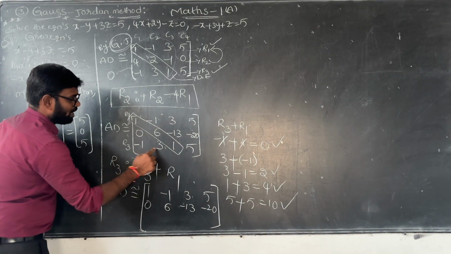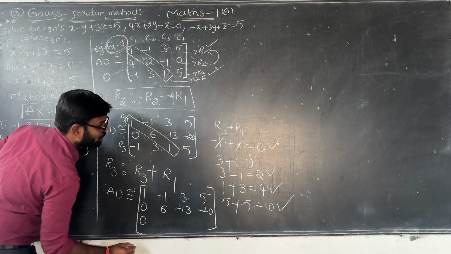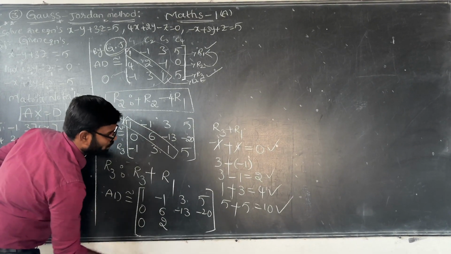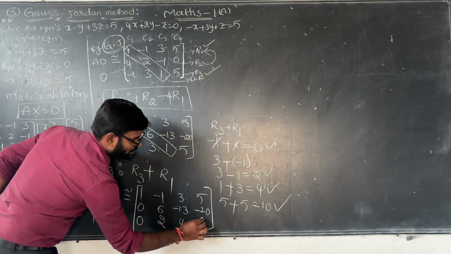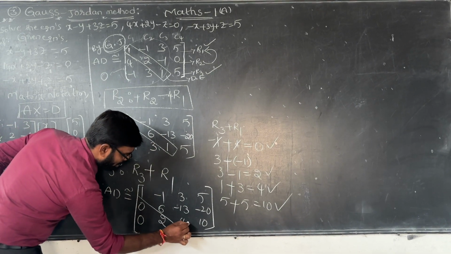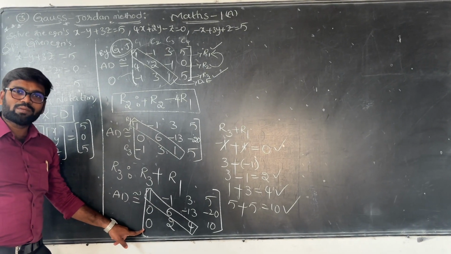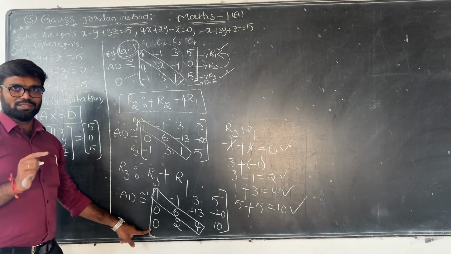Now the R3 elements have changed. Write the changing elements. What is the first element? 0, second element 2, third element 4, fourth element 10. Again mention the diagonal elements. So after the second operation is applied, the second element is also converted as the zero value.